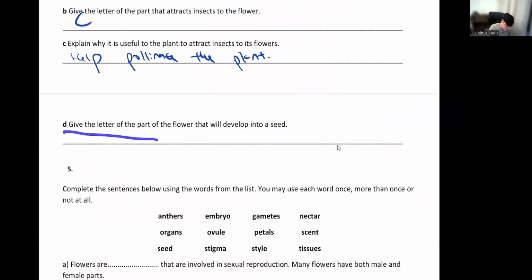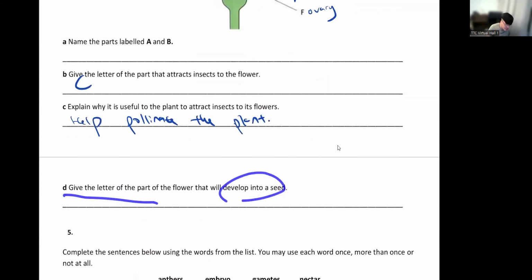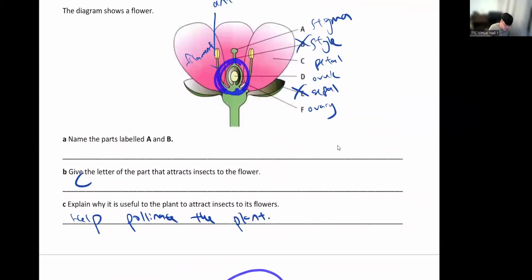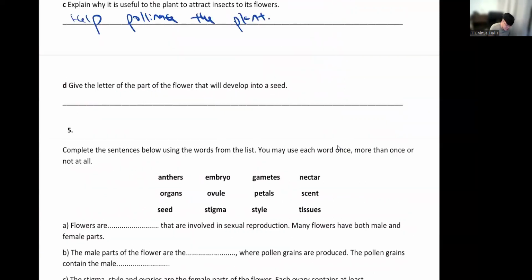So D, give the letter of the part that will develop into a seed. Like I say, the outside is the fruit, the inside is the seed. So ovary is the fruit, ovule is the seed. So ovule is your D.